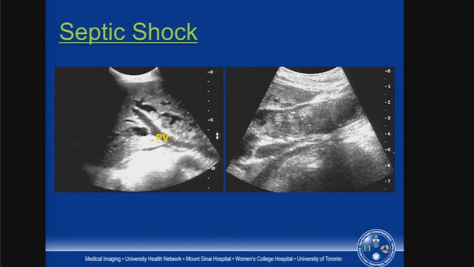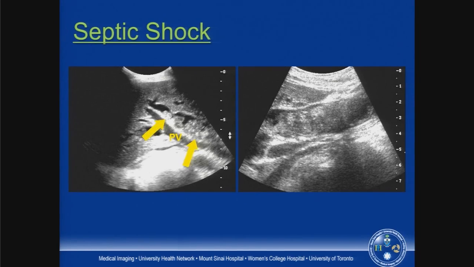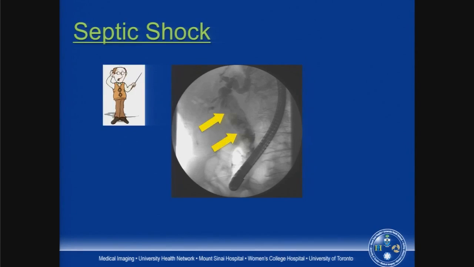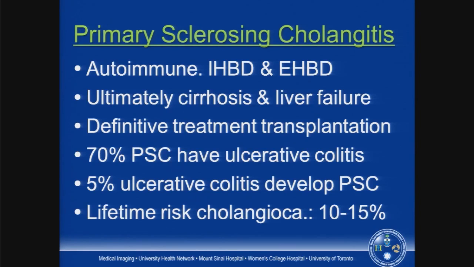We see the portal vein and immediately anteriorly a markedly dilated biliary system with sludge and stones within the common duct, and that's exactly what happened. She was resuscitated, given antibiotics, and sent immediately from the ultrasound department to endoscopy, where this image is taken from her procedure at that time, confirming the findings.